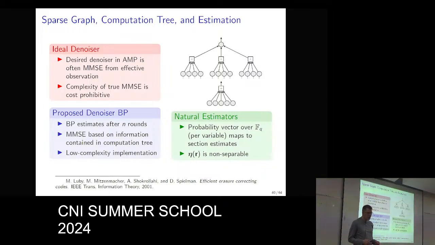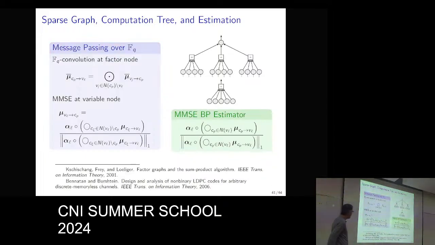Why? Because when you do message passing, you compute the estimates for all the variables at the same time through belief propagation. So that's a natural estimate, but it's a non-separable estimate. What are the actual functions that you have to compute? All I want to say is there are two steps: there's the function that you must compute at the variable nodes when you do message passing, and there's the function that you must compute at the check nodes.